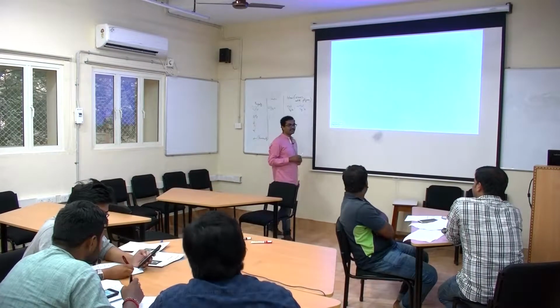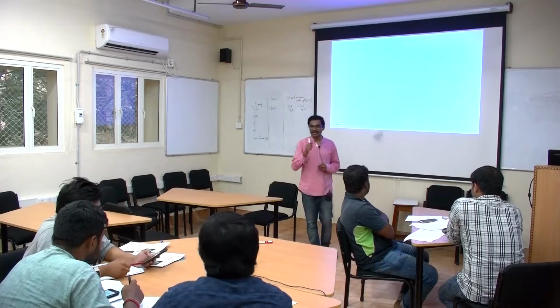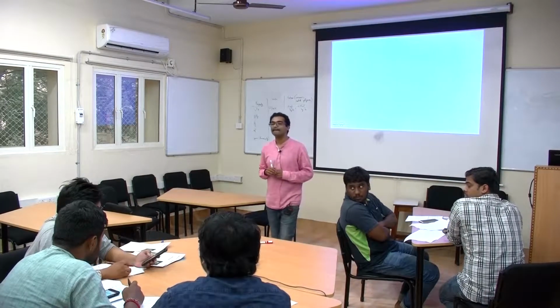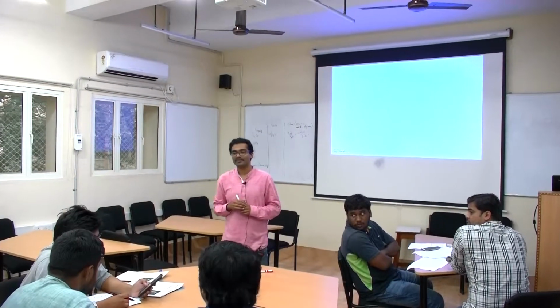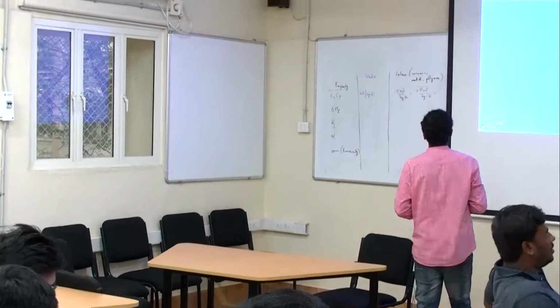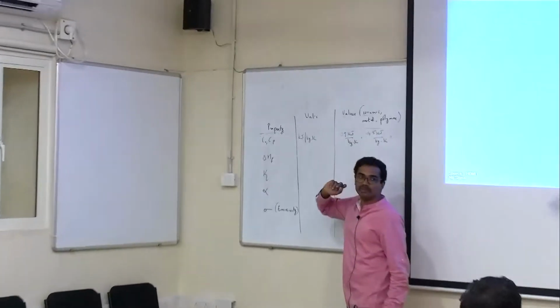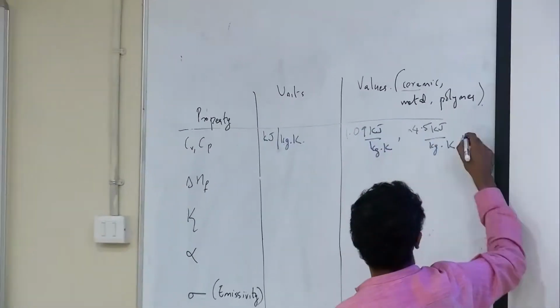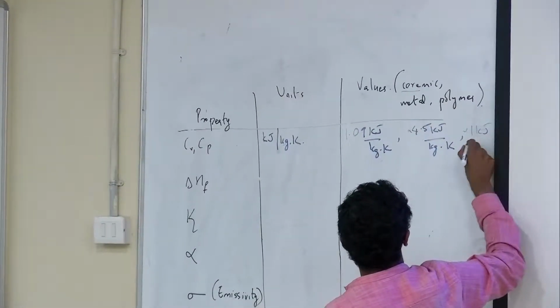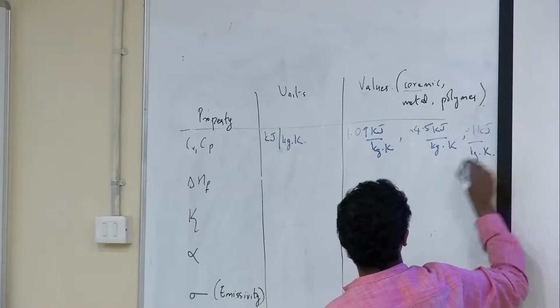234.8 kilojoules per kilogram Kelvin? Can I have one more data? 0.047. That's about what I expect. That's about right. So ceramics and polymers would be very similar. That's what I expect. So this will also be around 1 kilojoule per kilogram Kelvin.